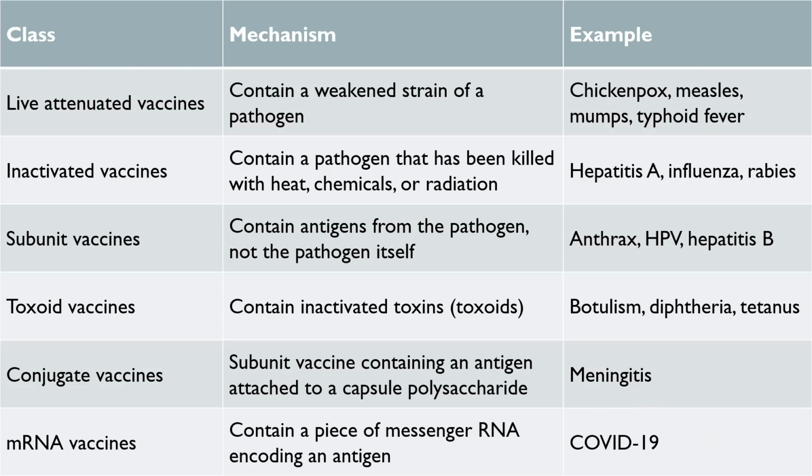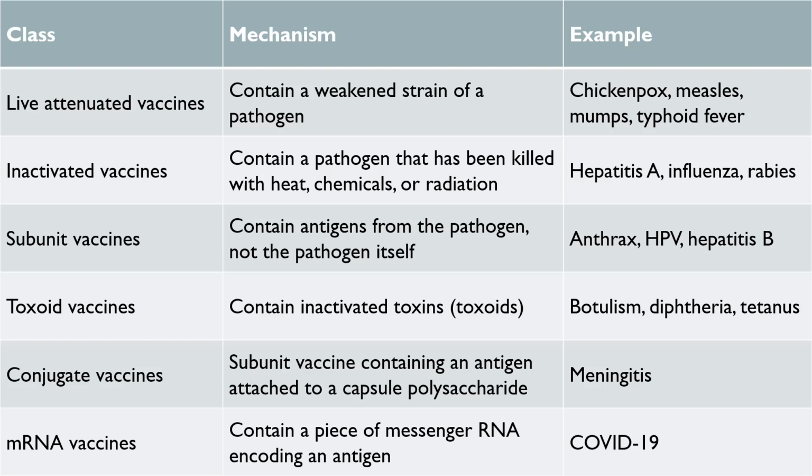Lastly, mRNA vaccines contain a fragment of messenger RNA that encodes an antigen. It is your body's responsibility to take that messenger RNA and translate it into the antigen, and then it will mount an immune response after recognizing that antigen. The COVID-19 vaccines are an example of this class of vaccine.